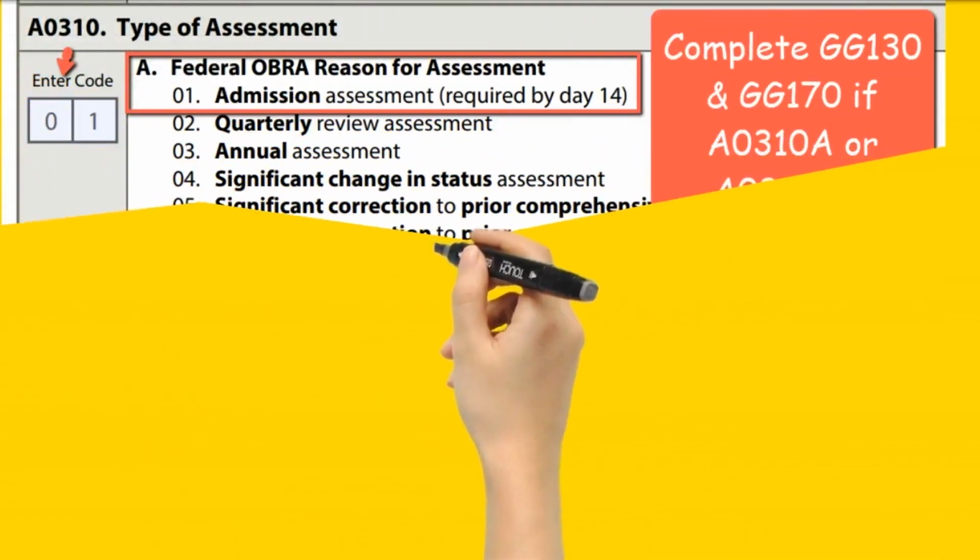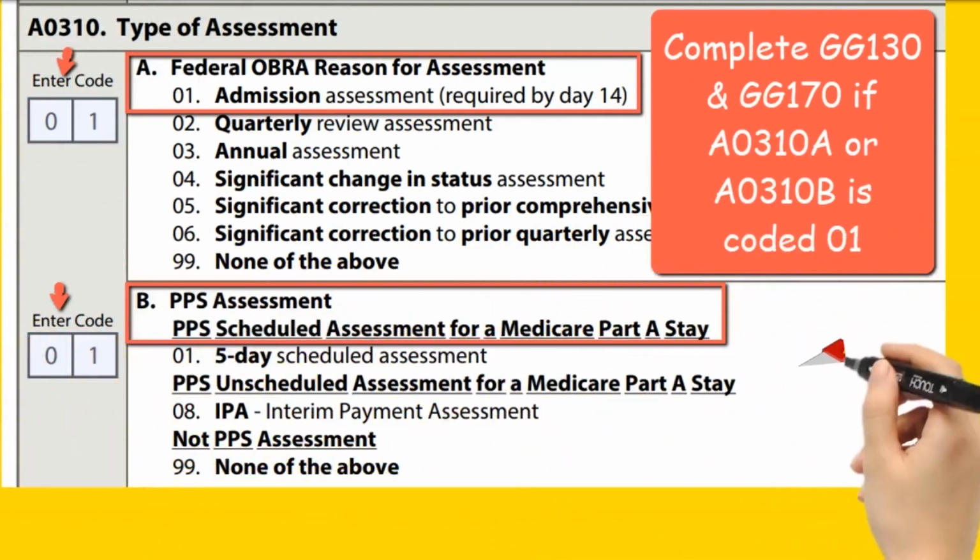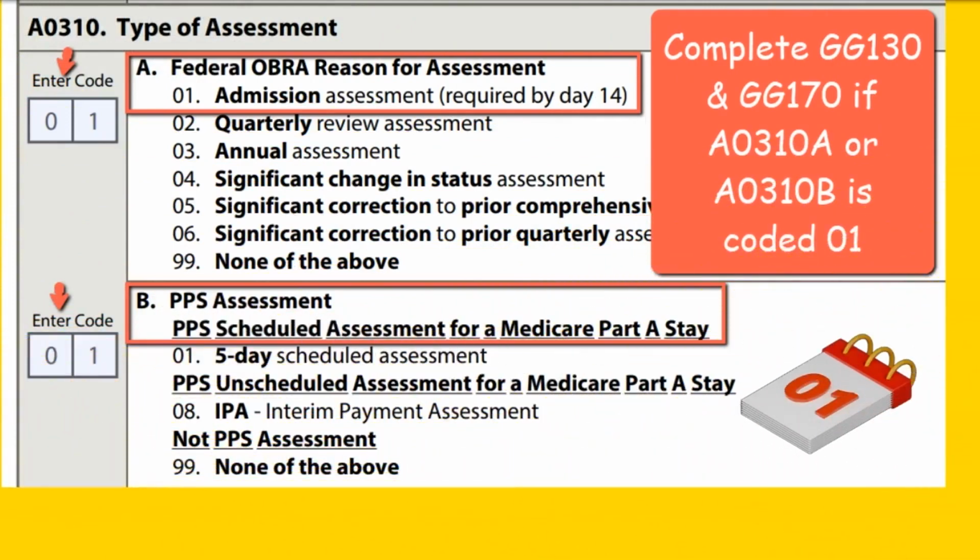This is Part 1 of Section GG0130 Self-Care, located on page 19 of the Nursing Home Comprehensive Form, and Section GG0170 Mobility, located on pages 20 and 21 of the Nursing Home Comprehensive Form. Complete Section GG0130 Self-Care and Section GG0170 Mobility if MDS Section A0310A, Federal OBRA reason for assessment, is coded 01 as an admission assessment, or if MDS Section A0310B, PPS scheduled assessment, is coded 01 for a 5-day PPS scheduled assessment for a Medicare Part A stay.